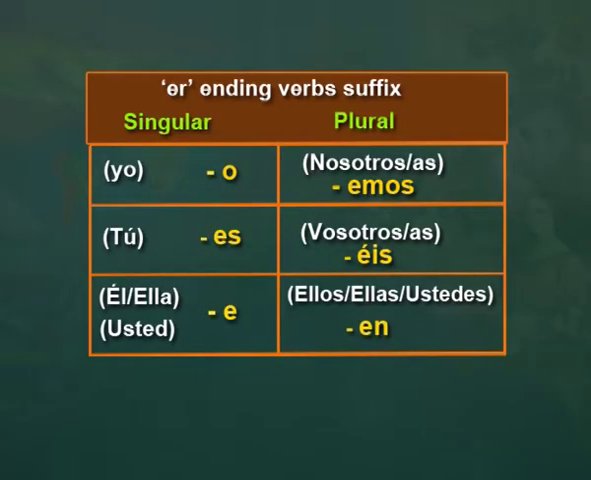So, to summarize today's session, we have learned the second and third category of verbs, which is er and ir ending verbs in Spanish, their conjugation and how they are used in sentences and conversation. Let us revise er ending verbs and their suffixes. For er ending verbs, the suffix will be: yo, o; tú, es; él, ella, usted; nosotros, nosotras, emos, with an accent; vosotros, vosotras, éis. Remember that the letter E or A in Spanish will have an accent. Ellos, ellas, ustedes, third person plural, en.